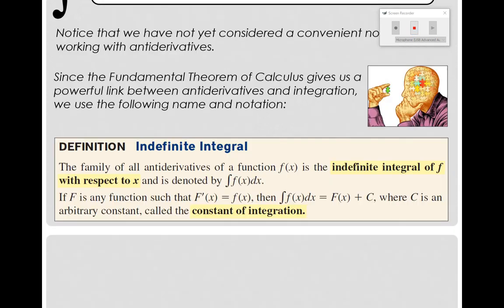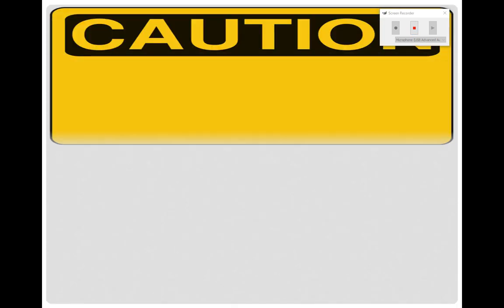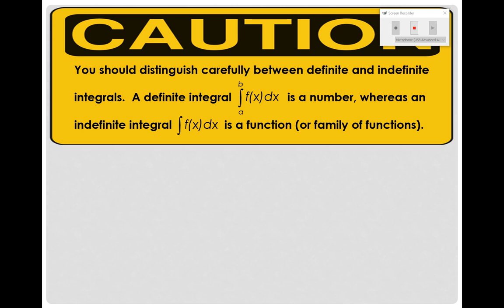Caution. You should distinguish carefully between definite and indefinite integrals. I didn't distinguish carefully yesterday. I just sort of walked the line a little bit. But you should distinguish carefully. When you see the a to b, you're finding the area. When you don't see the a to b, you're just finding the antiderivative, and you're leaving the area on the shelf for a while.